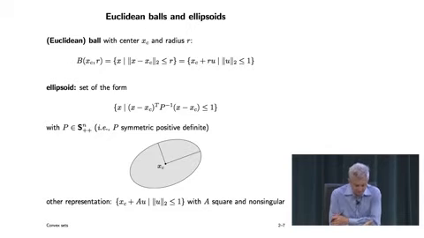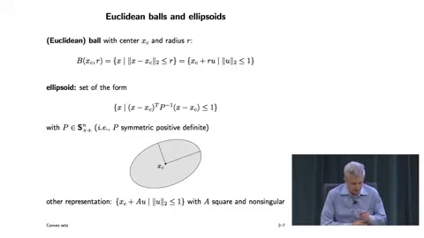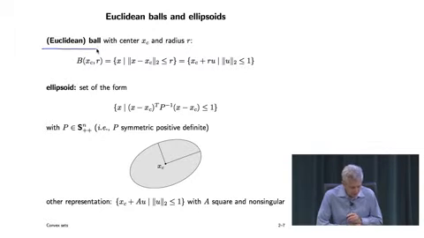The next thing we're going to look at are Euclidean balls and ellipsoids. Euclidean refers to the fact that we're going to use the 2-norm here, so the square root of the sum of the squares. A 2-norm Euclidean ball looks like this. It's the set of x for which the distance to xc, the center of the ball, is less than r. r is the radius of the ball.